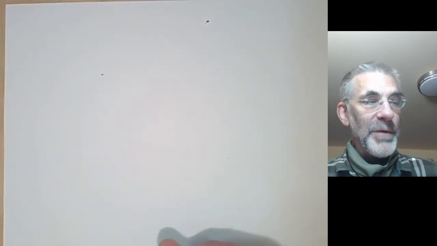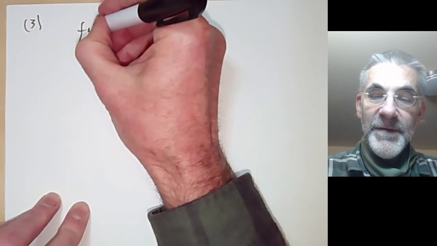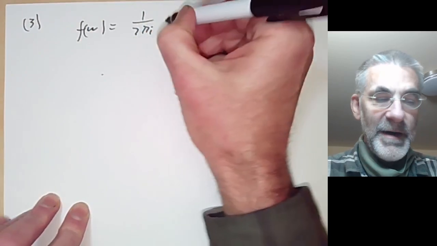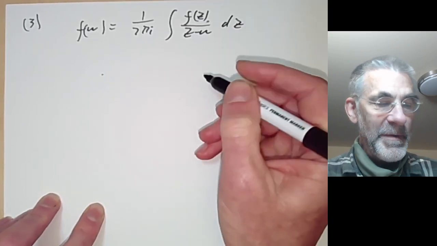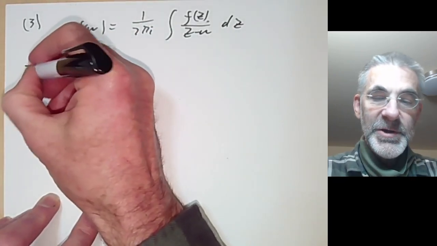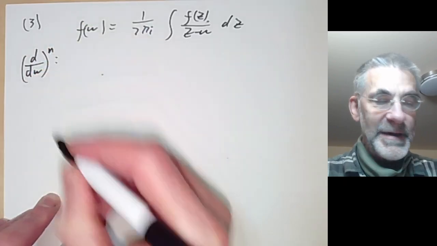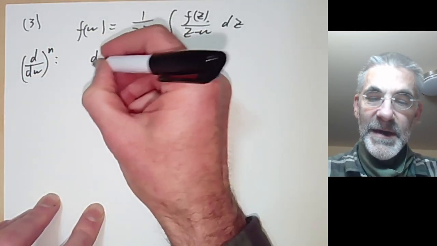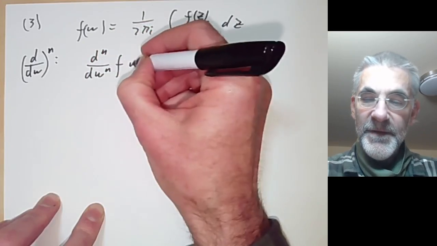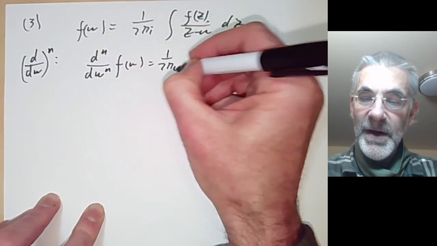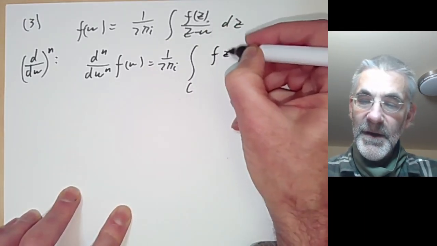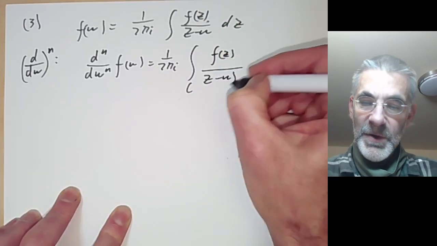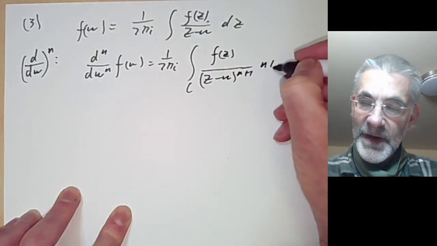Next, we can figure out what the derivatives of f are. So, third application: we know f of w is equal to 1 over 2 pi i times the integral of f of z over z minus w dz by Cauchy. And now what we're going to do is differentiate this with respect to w n times. So we get d to the n over dw to the n of f of w is equal to 1 over 2 pi i times the integral over C of f of z over z minus w to the n plus 1, and then we get an n factorial in here.